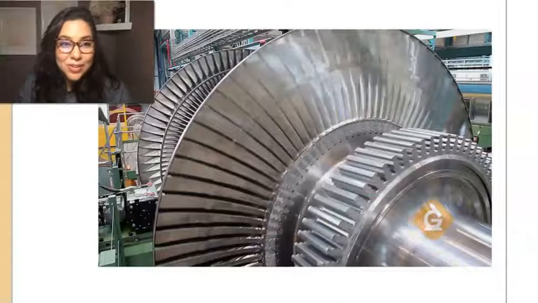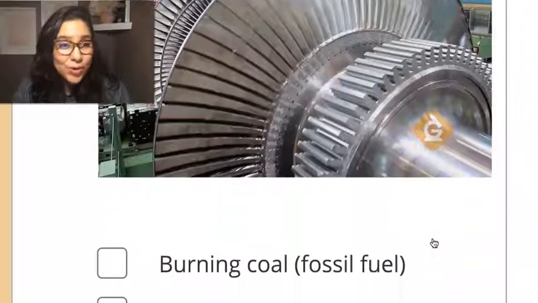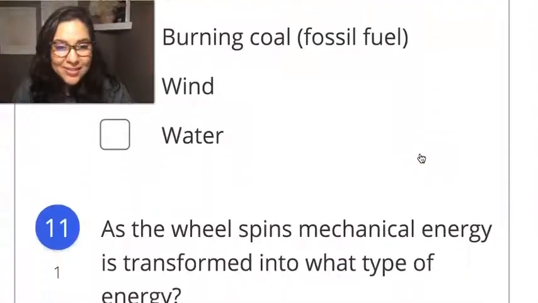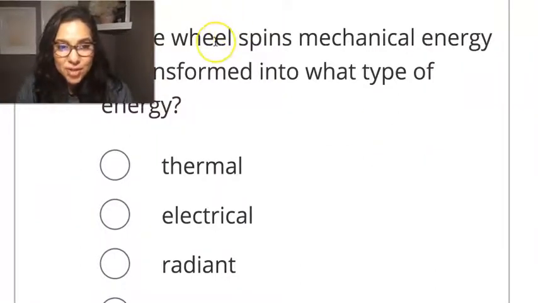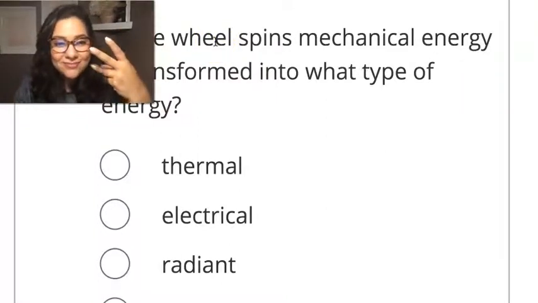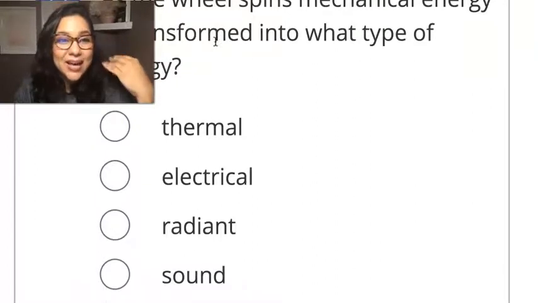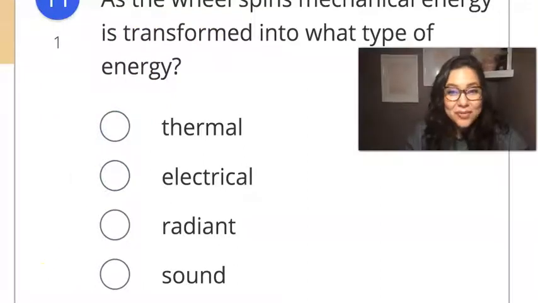So now let's do a little checking for understanding. As the wheel spins in a power plant, right? Mechanical energy is transformed into what type of energy? Thermal, electrical, radiant, or sound? Go ahead, select a response, and then press play for a review. If you selected electrical, you are absolutely correct.